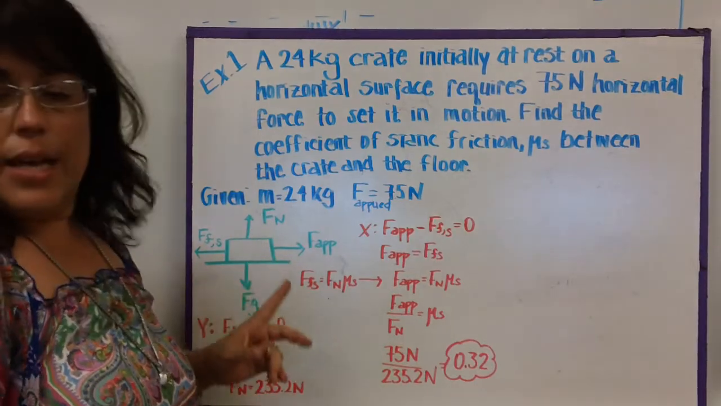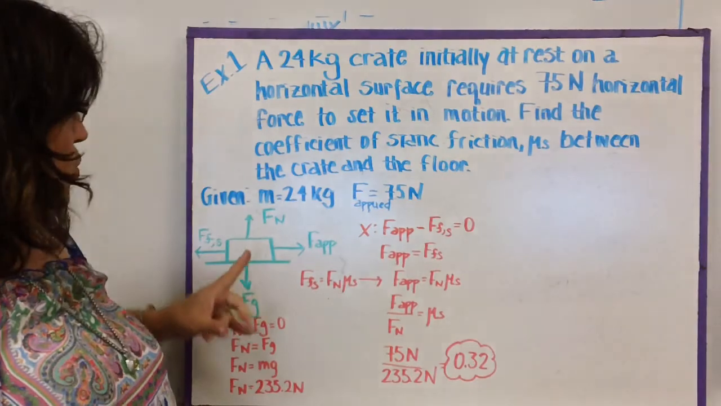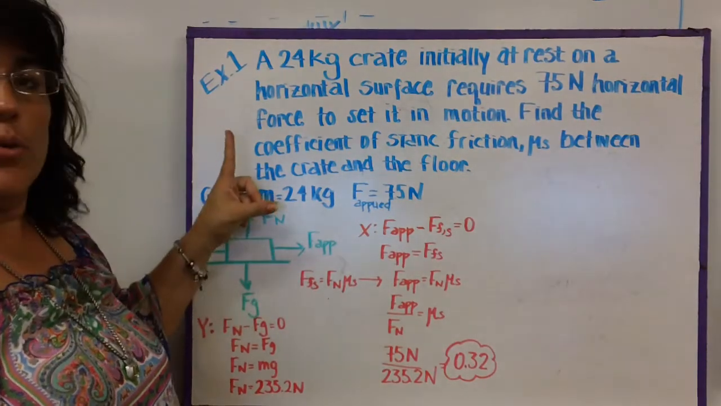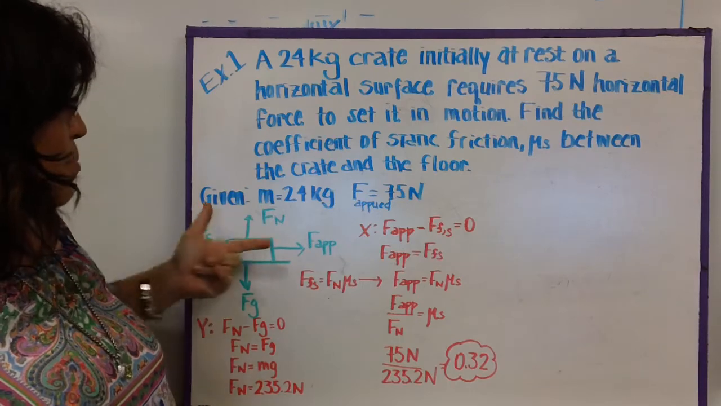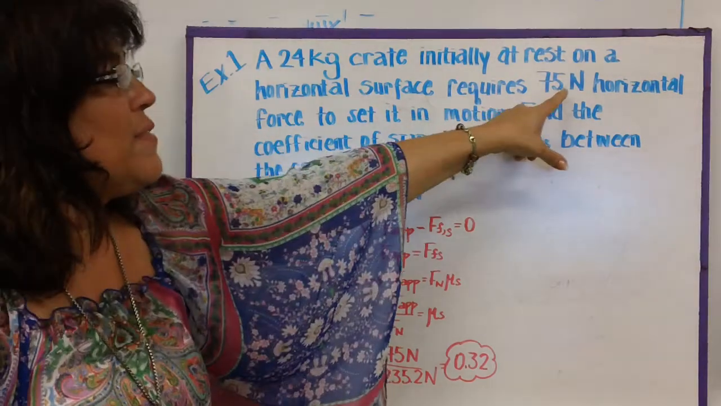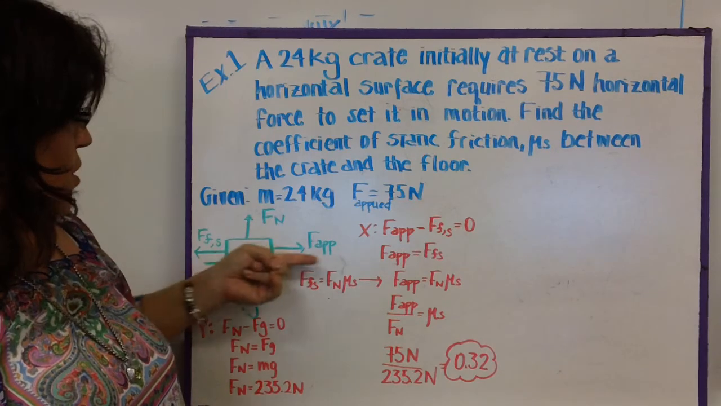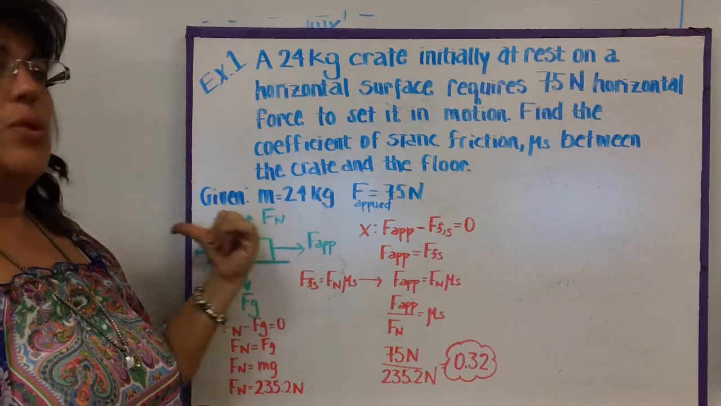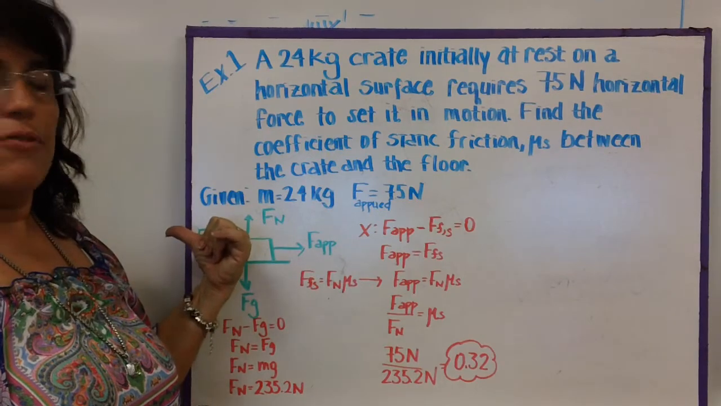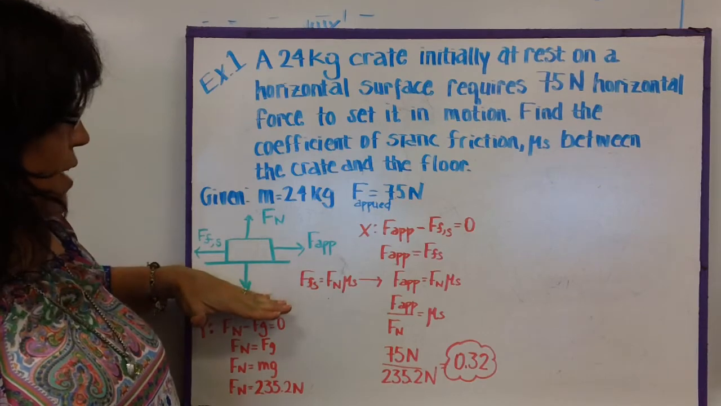So the first thing I'm going to do is draw my free body diagram. The forces acting are my normal force, which is up, my force of gravity, which is down, and the applied force, which is the 75 newtons, either pulling or pushing. Opposing this force is the force of static friction, going in that direction. So here's our free body diagram.